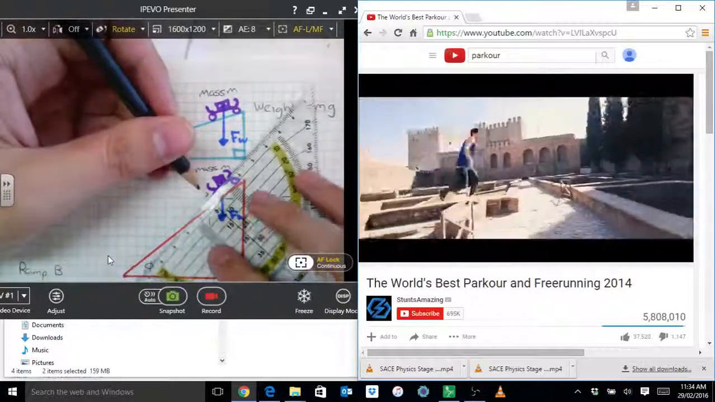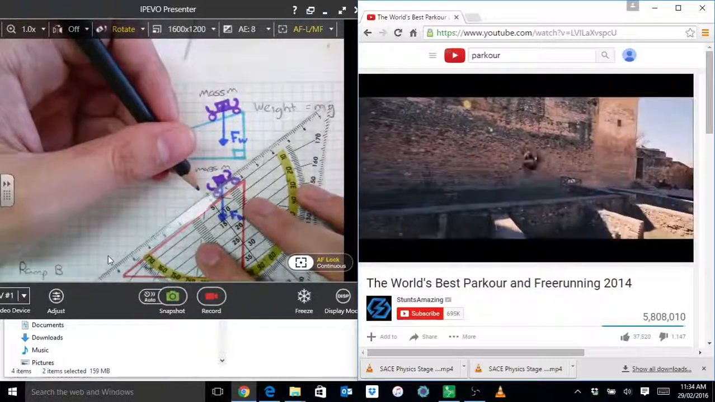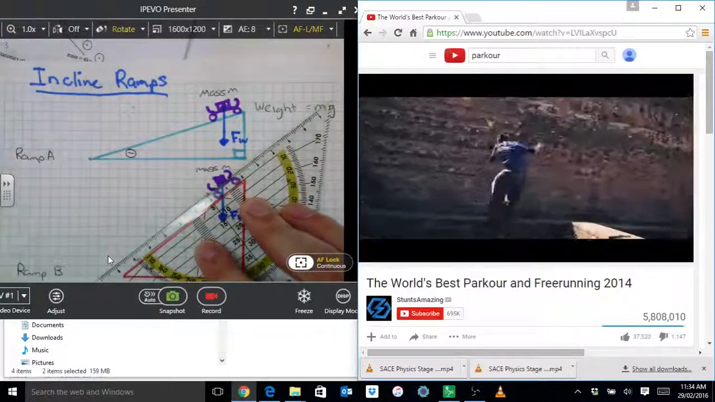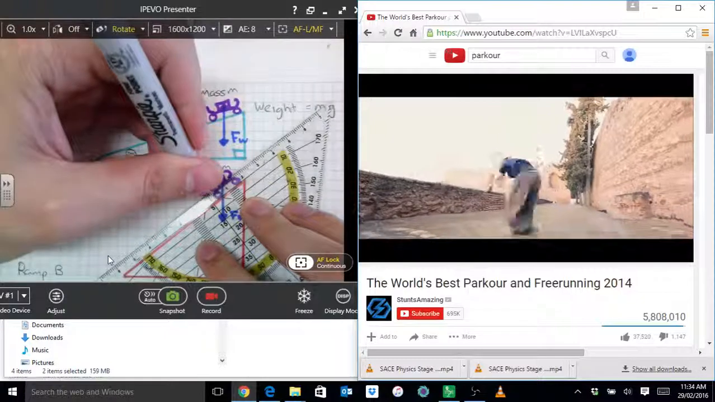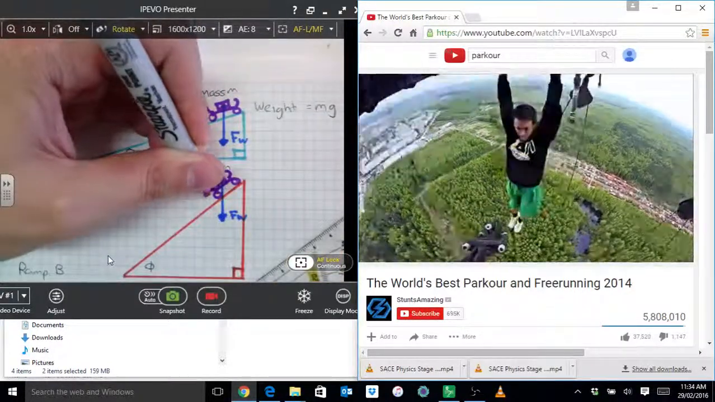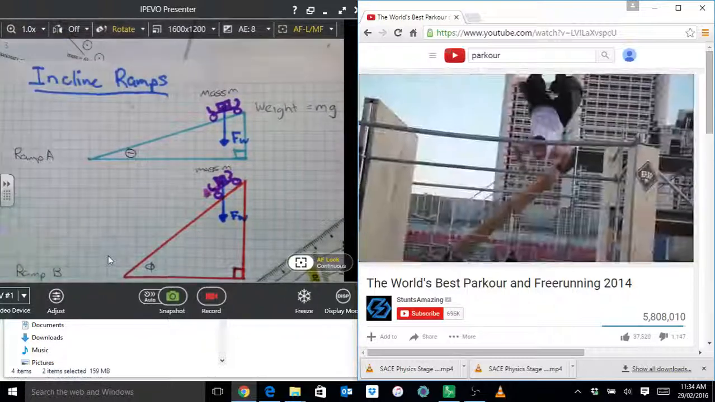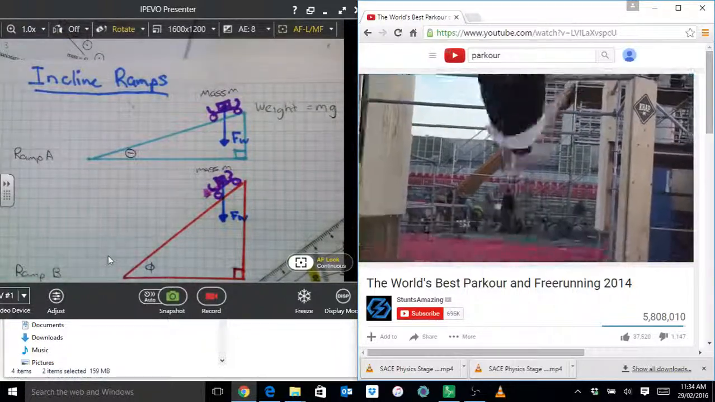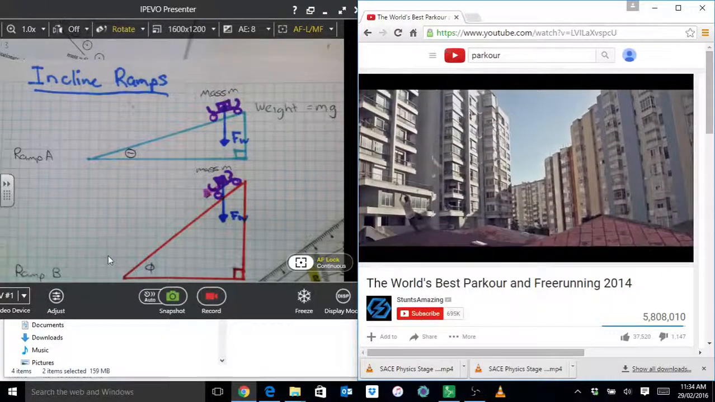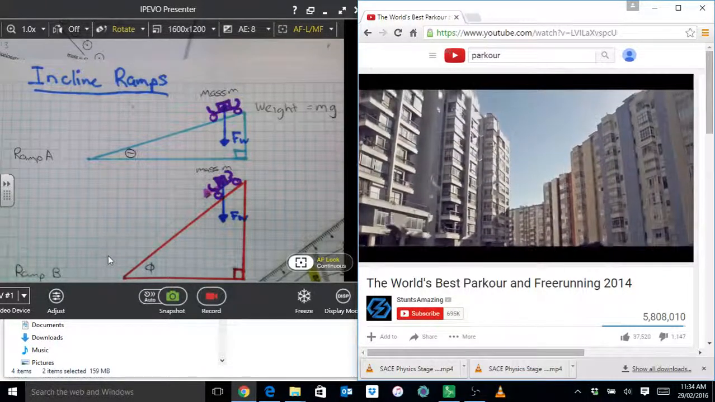So this component here is a component going down the ramp. I'll just pick another color for that. Just draw it hot pink. It's not a very good color against the purple background or purple diagram. Let's pick another one. Actually, I'll just do it in pencil.